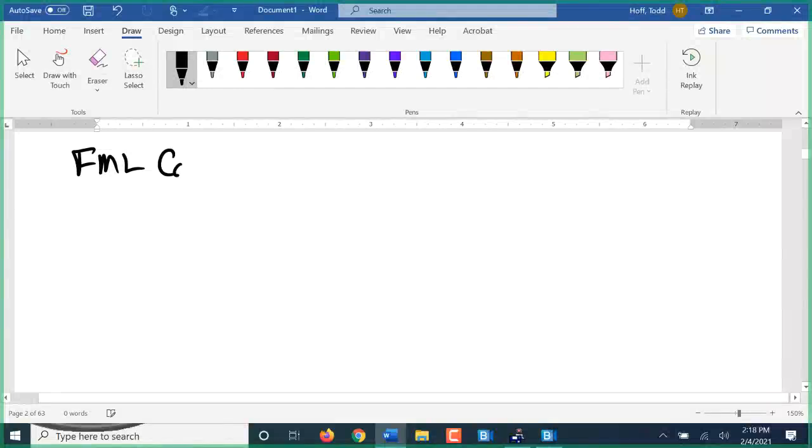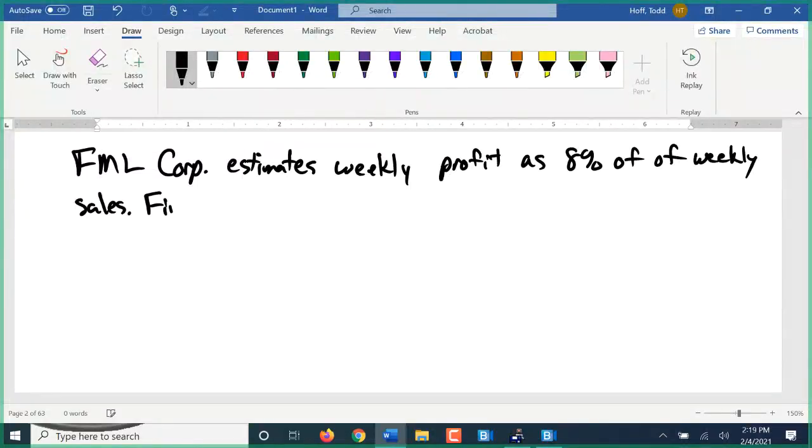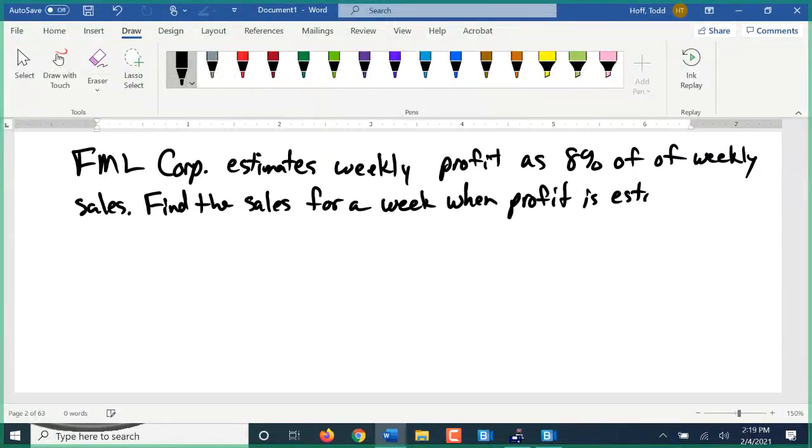Let's say FML Corporation estimates weekly profit at 8% of weekly sales. Find the sales for a week when profit is estimated at $43,456 for the week.